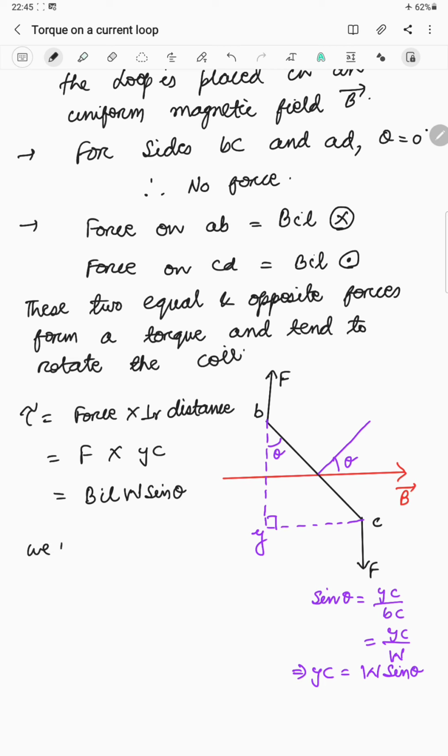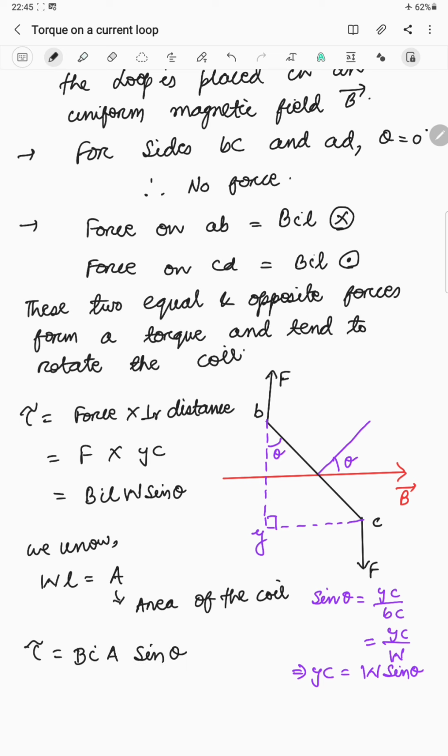We know W into L is equal to A, which is the area of the loop of the coil which is being used. Then what is the expression for torque? Tau will be how much? B I A sin theta. Since sin theta is there, if I want to write it vectorially, my tau vector will be I A vector cross B vector. A is the area, B is the magnetic field. So this is the vectorial representation of the torque.